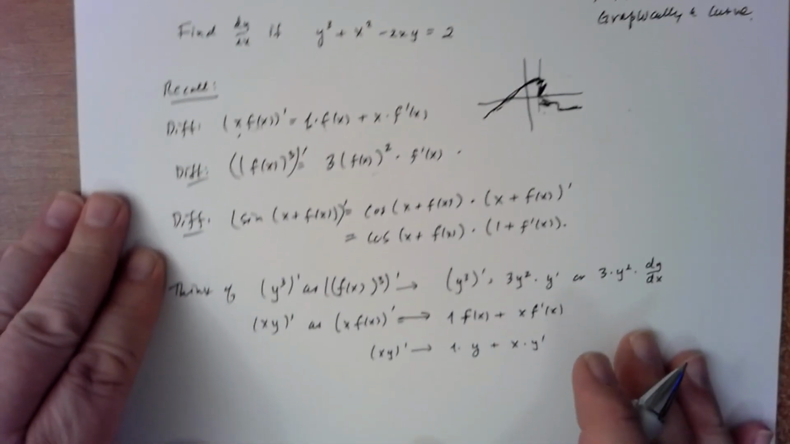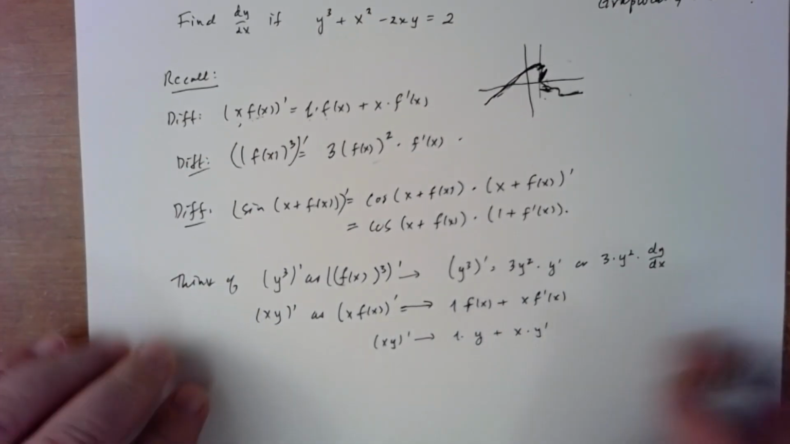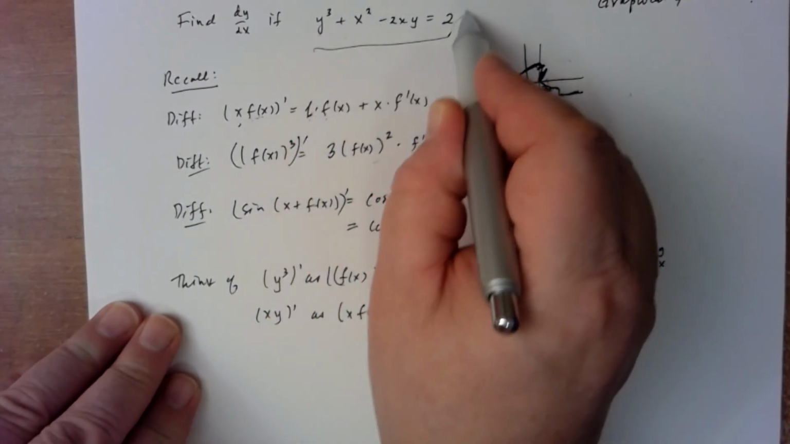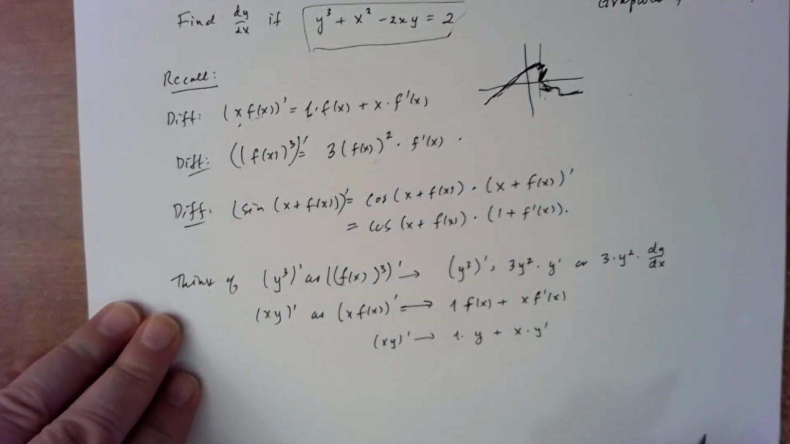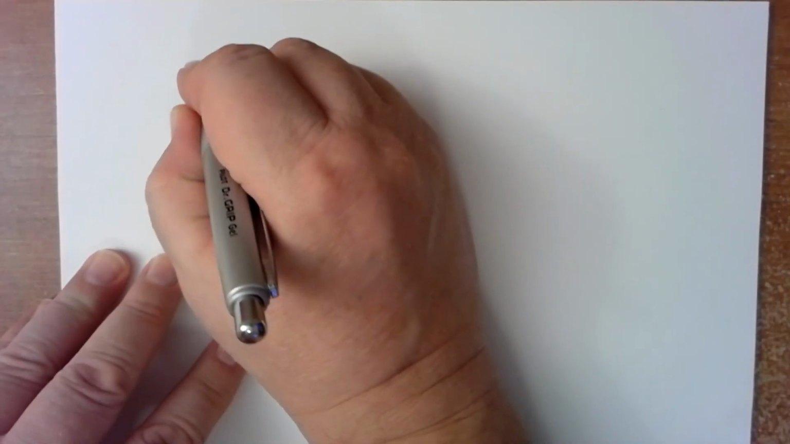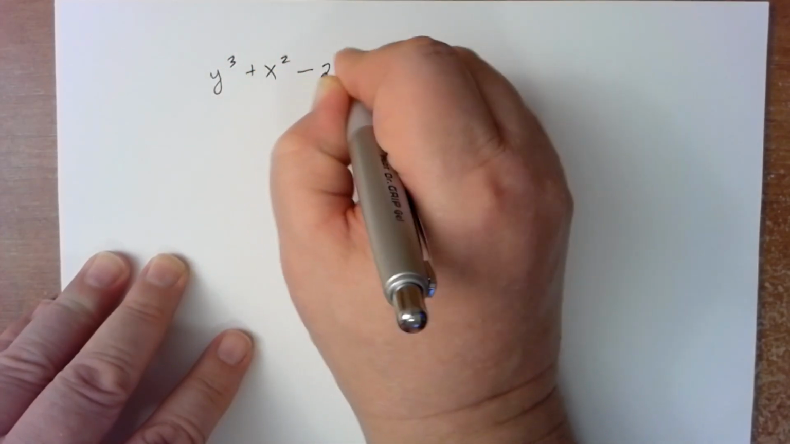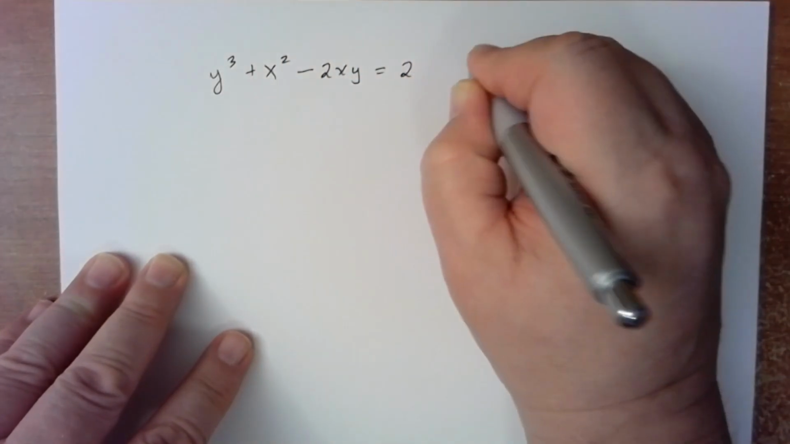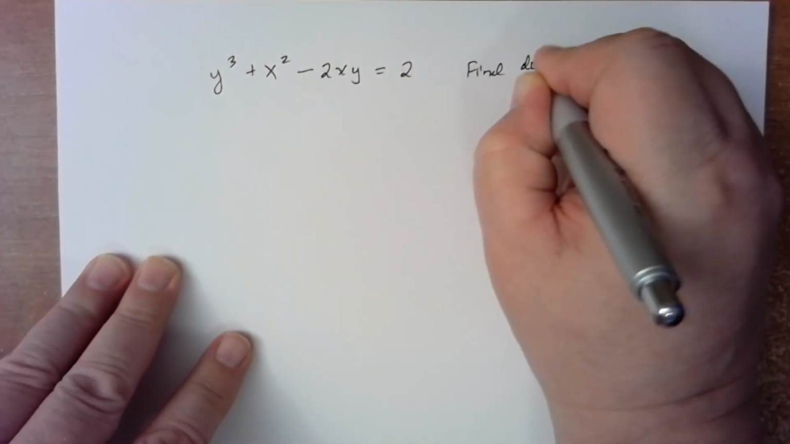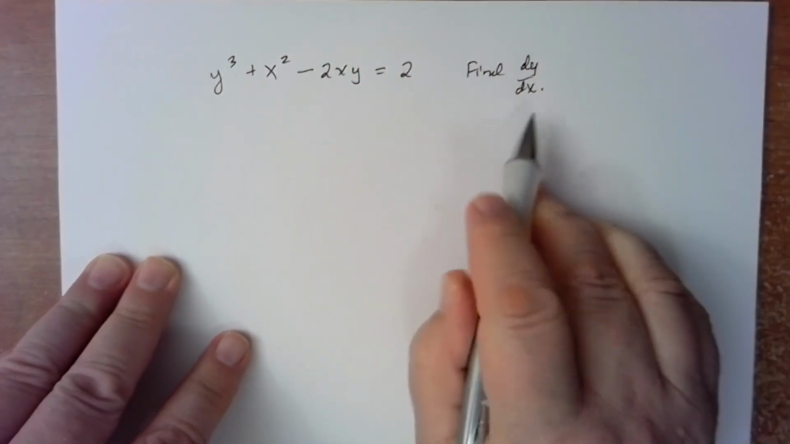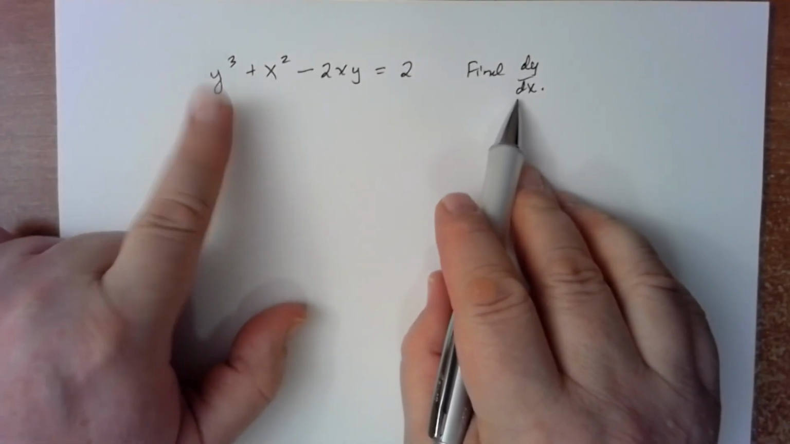Good. So now let's get back to the original expression and see if we can just differentiate that directly. Let me rewrite that over on the next page to give us a little room. We've got y cubed plus x squared minus 2xy equals 2, and I want to find dy over dx. So this is telling me that I want to treat y as a function.